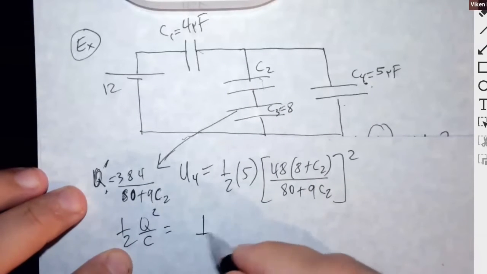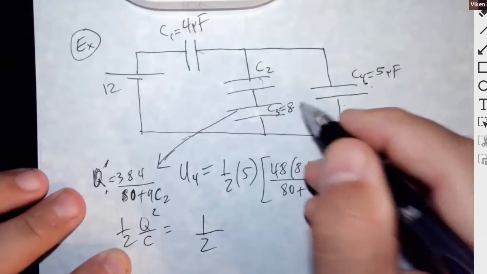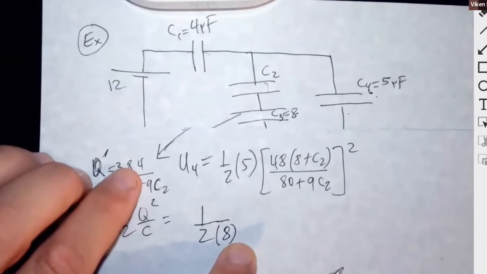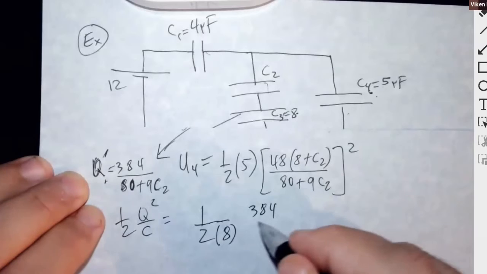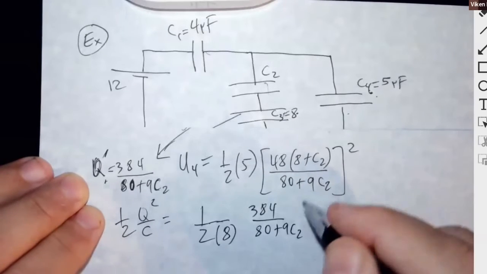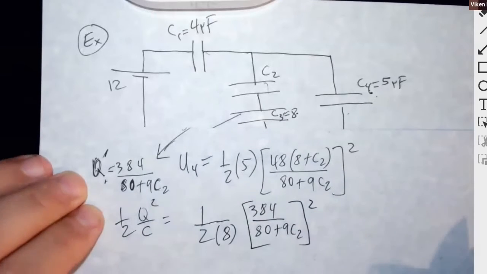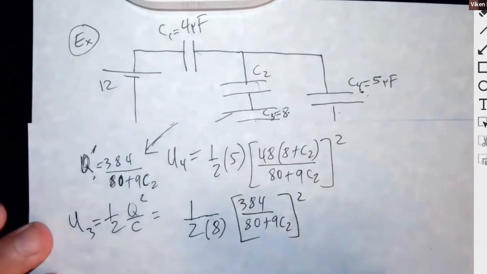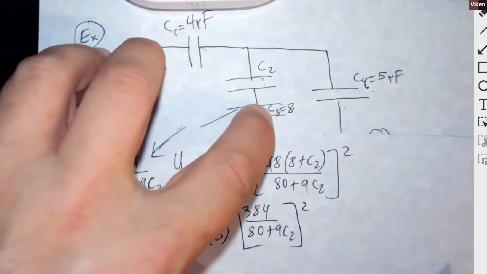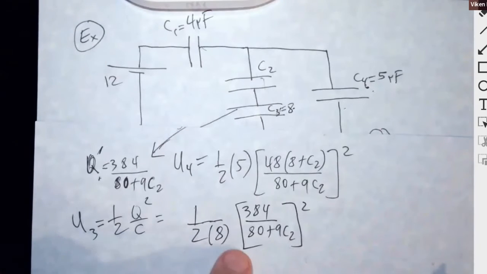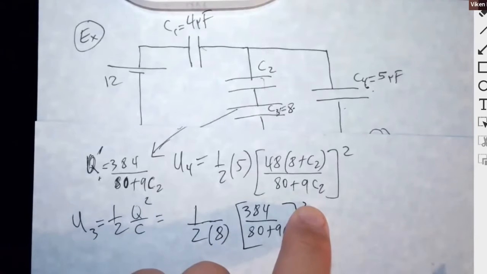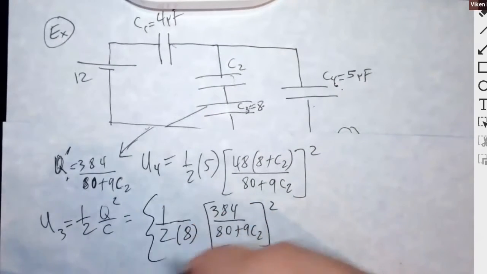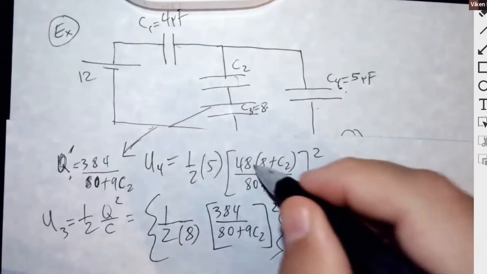So then I could say 1/2 times its capacitance, which was 8. Right, so 1/2 C is 8, and then the Q is this guy, 384 over 80 plus 9 C2, squared. So this is the energy of the third one. This is the expression for the energy of the capacitor 3: 1/2, and then the capacitance is 8, and then this is charge squared. So now the problem tells us we want this energy to be 4 times that energy. So then we can say, multiply this by 4 and then set this equal to this.